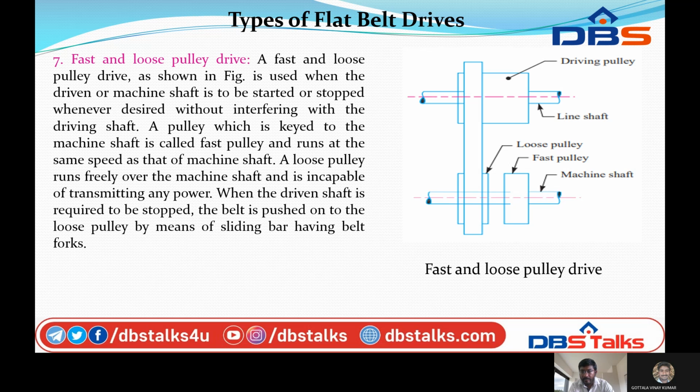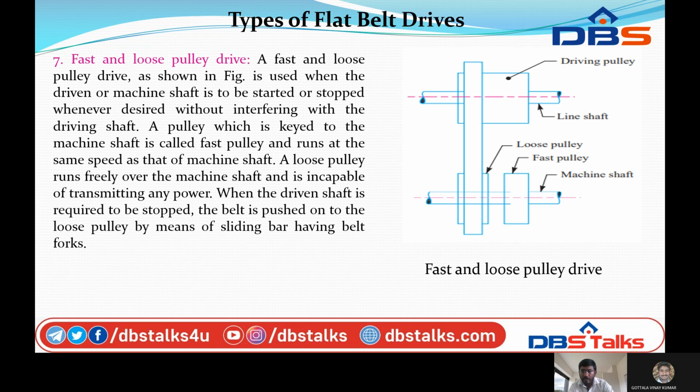The top of the figure is the driving pulley. This is the line shaft. At the bottom of the figure is a loose pulley, arranged with a fast pulley. This one is a machine shaft. This is the line shaft. It will rotate at high speed by using the fast pulley. This is the loose pulley.